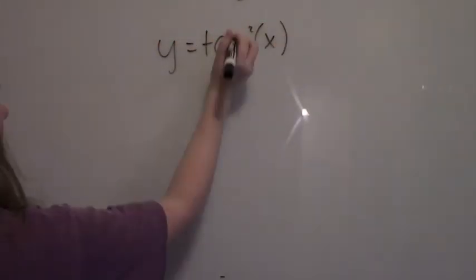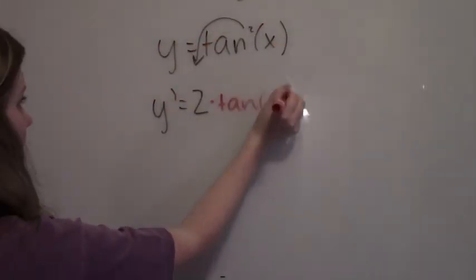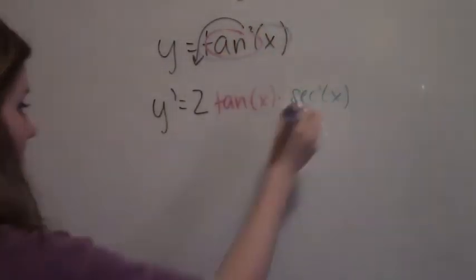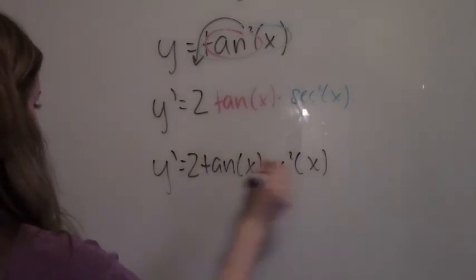Now what if there's an exponent in the function? Have no fear, you still use the chain rule. Bring the exponent down and then multiply by the original function and then the derivative.